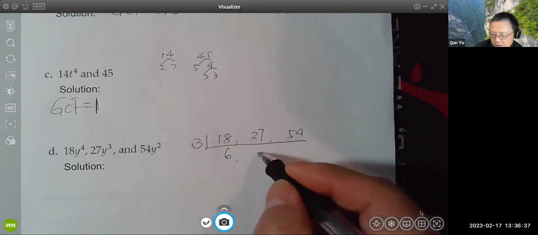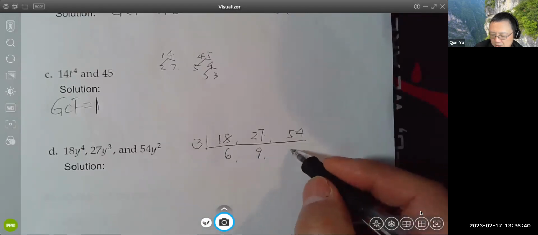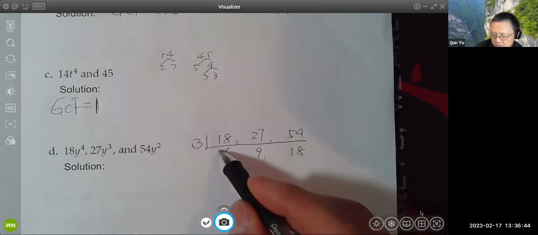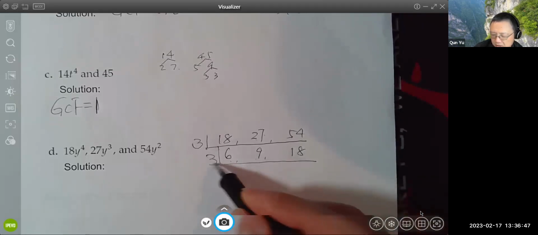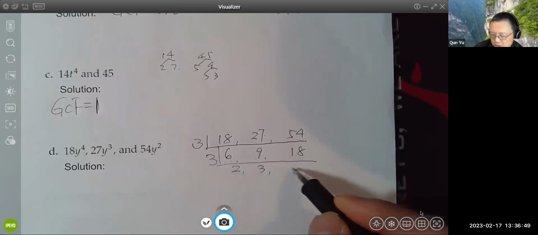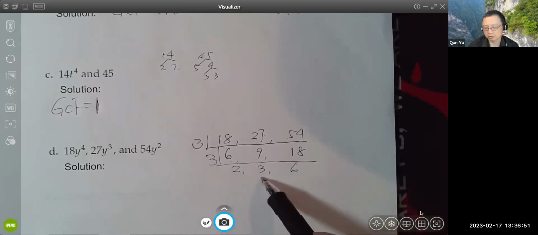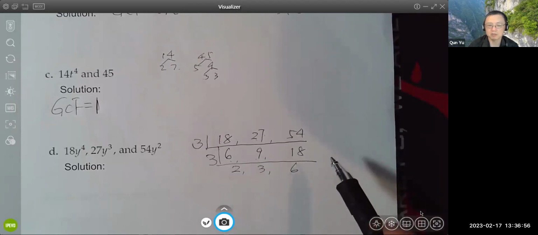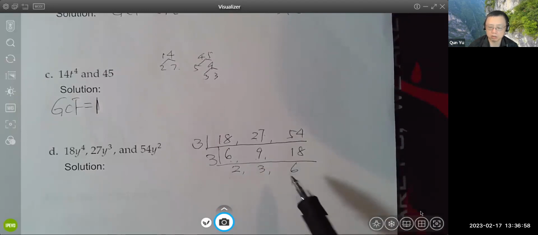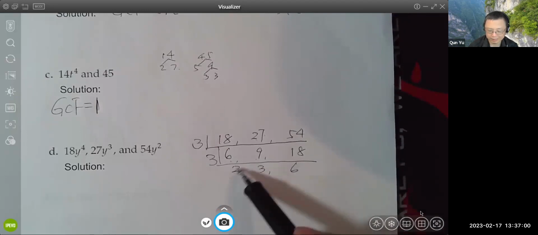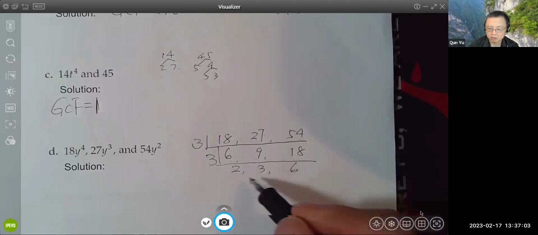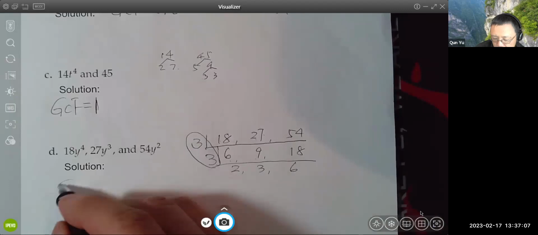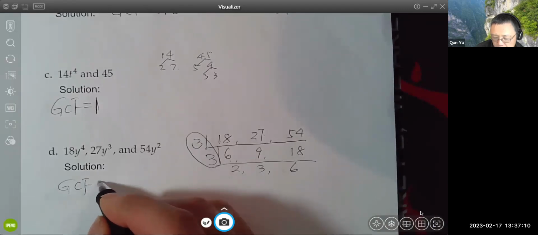This is 6, this is 9, this is 18. They all can be divided by 3 again, it looks like. So let's divide by 3. This is 2, this is 3, this is 6. Now, among these three numbers, 2, 3, 6, there's no common factor. Common has to be common to all of these numbers, not just between 2 and 6, for example. So the common factor, this is our final answer, is 9. So the number part of our greatest common factor is 9.